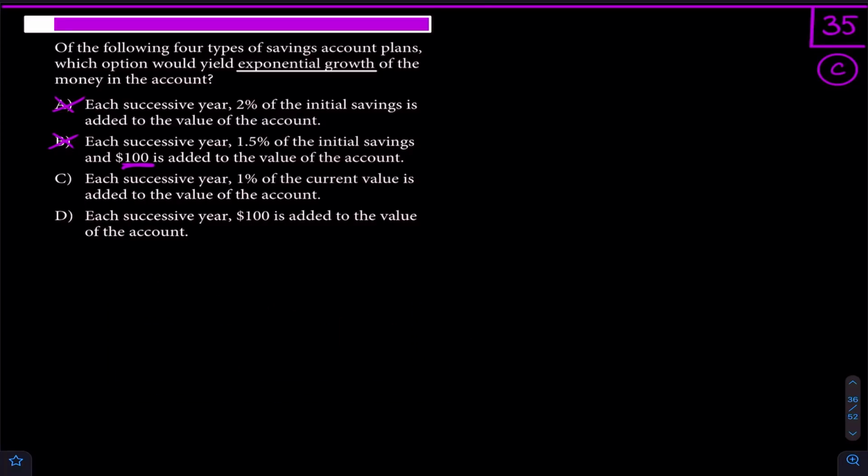So choice C says, each successive year, 1% of the current value is added to the value of the account. So now we're taking a percentage of the current value, and that is exactly what exponential growth is. It's a percentage of the amount that we currently have in there. And choice D says each successive year, $100 is added to the value of the account. That's just like linear growth. That's another example of linear growth. We're just adding 100 every year. That's definitely not exponential. So the answer to this problem is definitely going to be choice C.